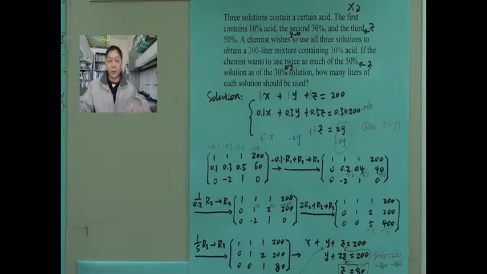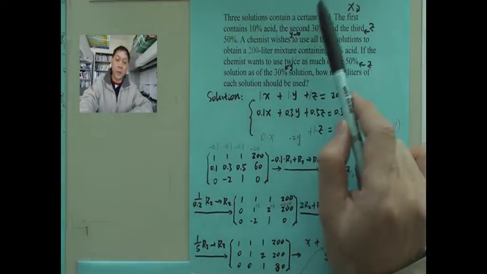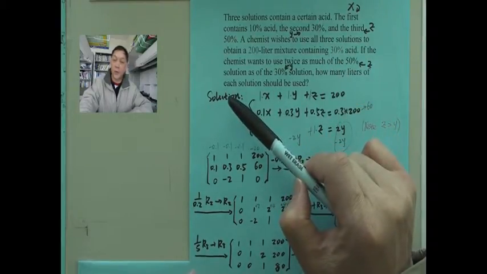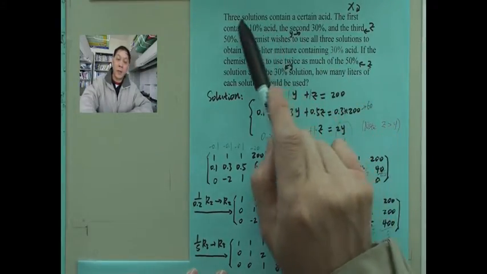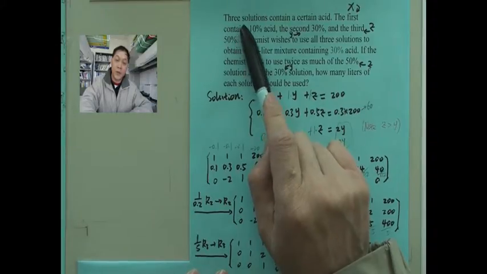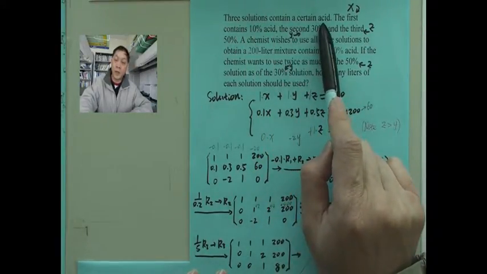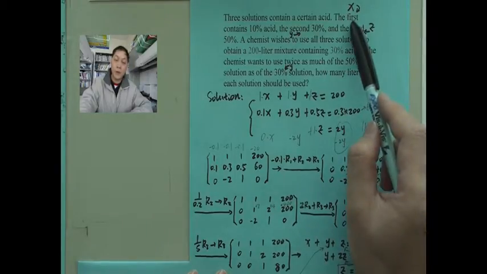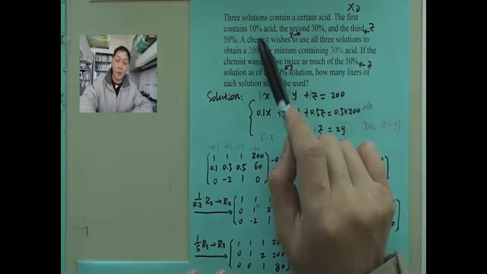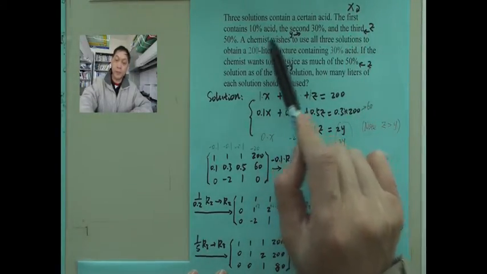In this lecture, we'll talk about story problems. This is the first example for story problems. This example says that three solutions contain a certain acid. The first one contains 10% acid.